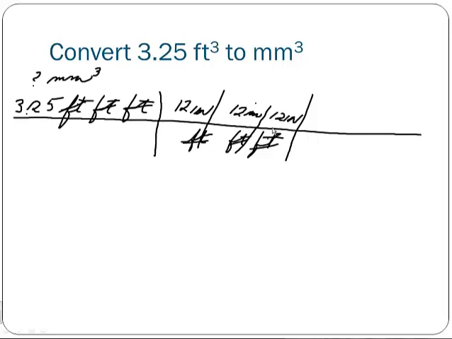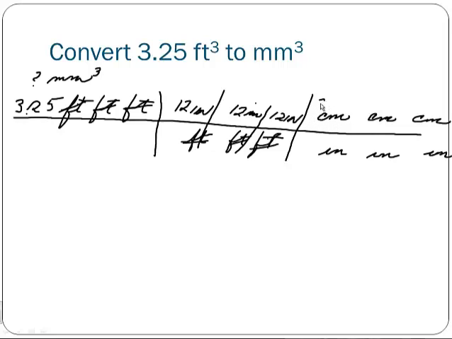Now, I can't use inches because what I want is millimeters. So I'm going to go first to centimeters because I know that conversion. We just did that: 1 inch equals 2.54 centimeters. So I'm going to say centimeters, centimeters, centimeters, centimeters to inch, inch, inch. Do it once and then repeat it 3 times.